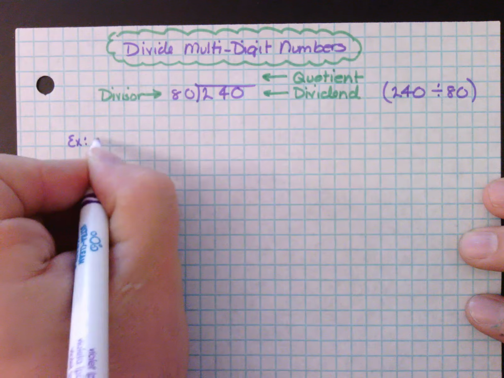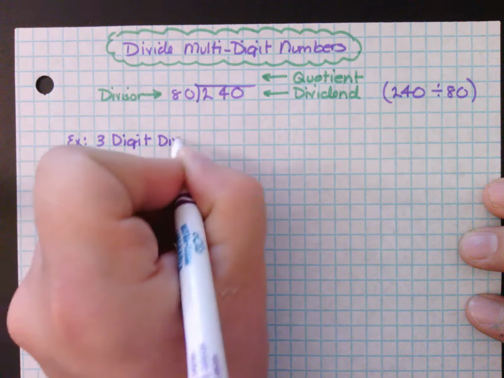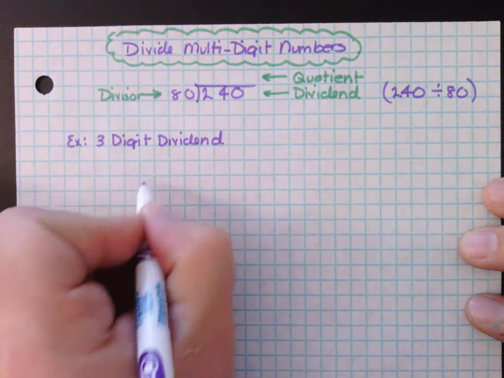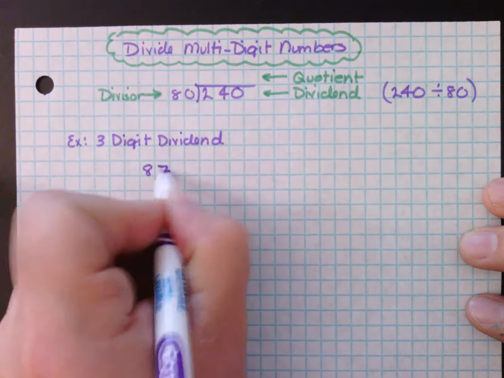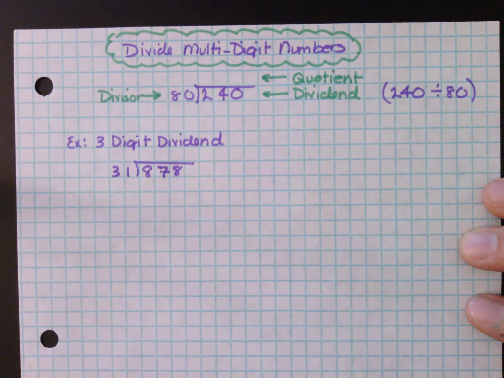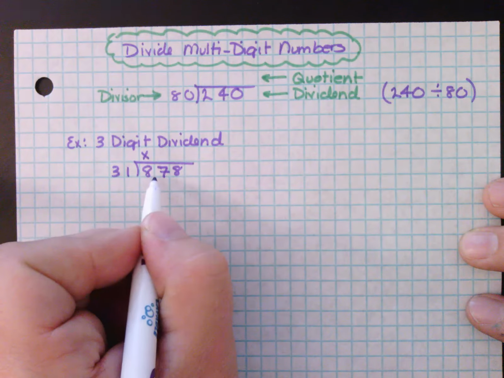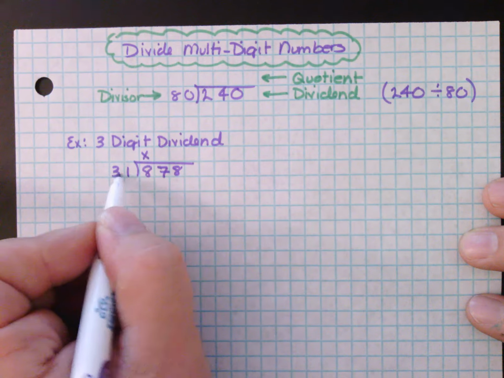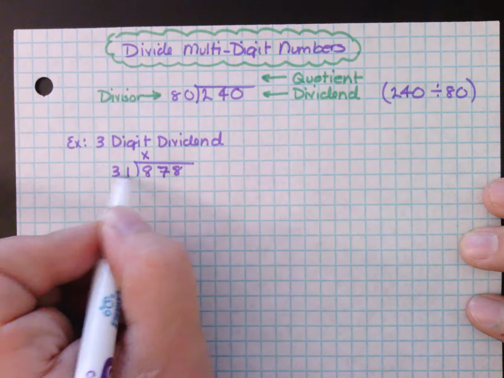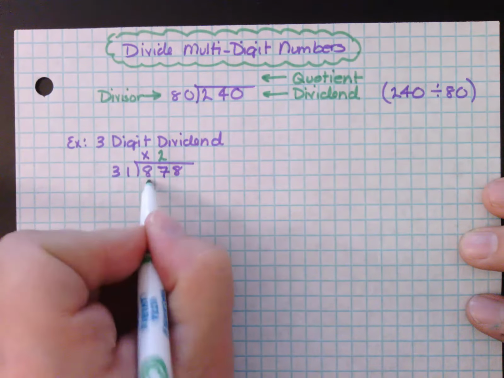And this would be a 3-digit dividend, such as 878 divided by 31. Well, I see that 31 does not go into 8, but it does go into 87. I can estimate by saying 3 times 3 is 9, but that goes above these numbers. So I'm thinking 31 times 2 will give me something close to 82, and that actually gives me 62.